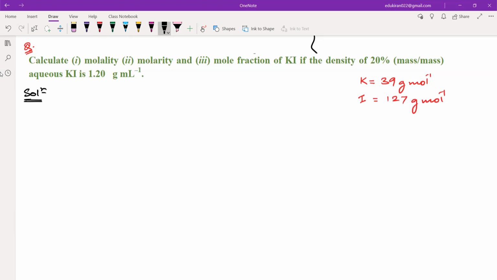Please do it the same way we have done the first question, the glucose one. First of all you will calculate molality, then you will calculate the mole fraction, and lastly you will calculate the molarity. First molality, mole fraction, and then molarity. Start doing it.